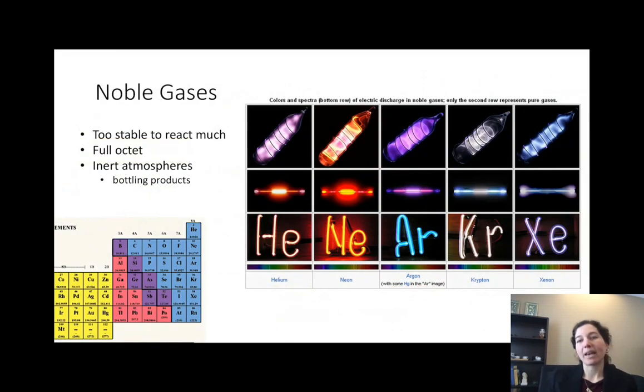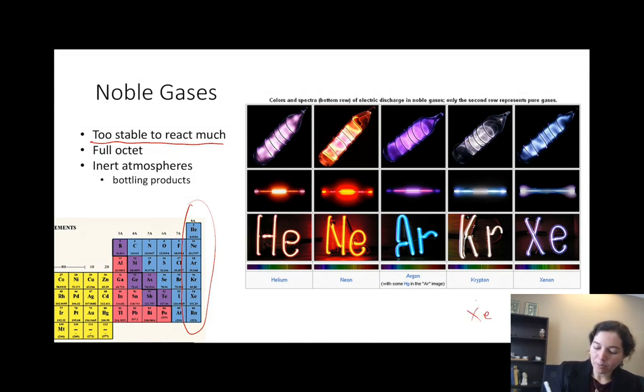Let's take a look at our noble gases. Noble gases are in this last column here on the periodic table. These are very, very stable. They do not chemically react much at all. The reason for this is because they have a full octet. So remember that they have 1, 2, 3, 4, 5, 6, 7, 8 electrons around them, except for helium. It's an exception. And so they're what we call inert. They don't like to react.